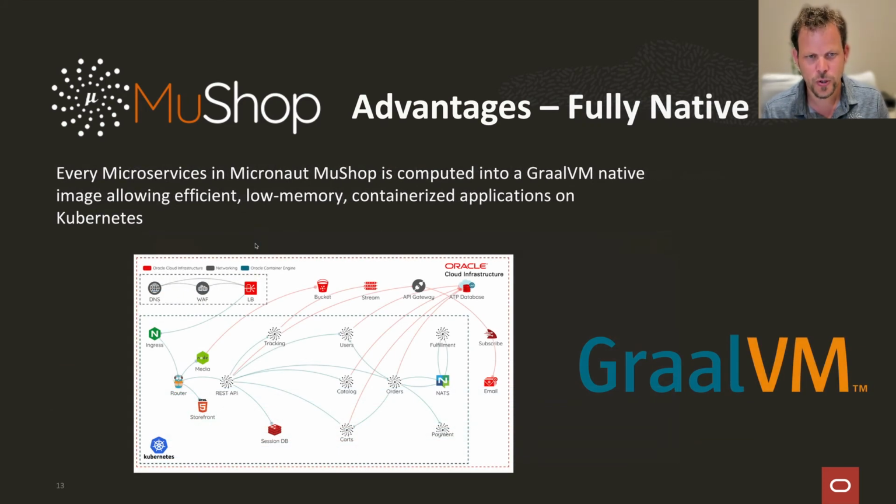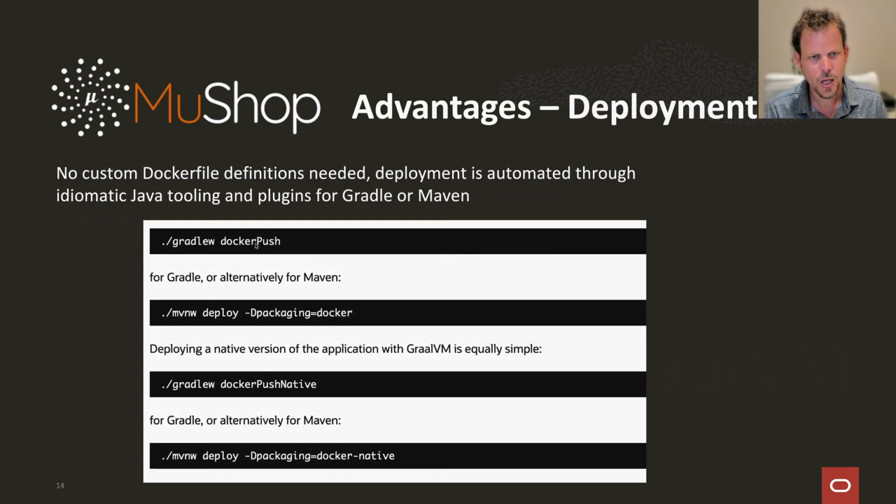And the Micronaut MuShop is fully native, so it is completely a native application. Every microservice that is running in the Micronaut MuShop is using GraalVM and converted to native image and running inside the Kubernetes cluster, which provides significant optimizations in terms of memory footprint and performance. And also provides a showcase of how Micronaut integrates so well with cloud infrastructure, natively running on K8s, which is just awesome.